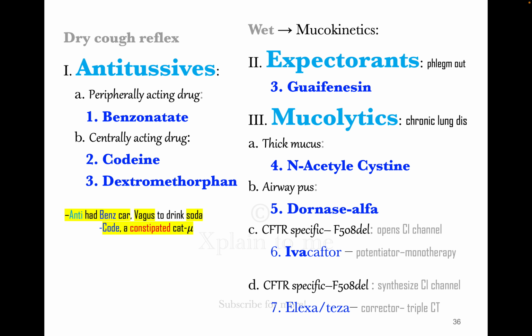Once it gets into the liver, CYP enzymes chop and modify it into dextrorphan, and this dextrorphan can activate sigma opioid receptors. So let's talk about that. Remember, codeine's mechanism of action is agonizing the mu-opioid receptor in the respiratory center. But dextromethorphan can agonize sigma opioid receptors, and also they can block NMDA receptors or glutamate receptors.